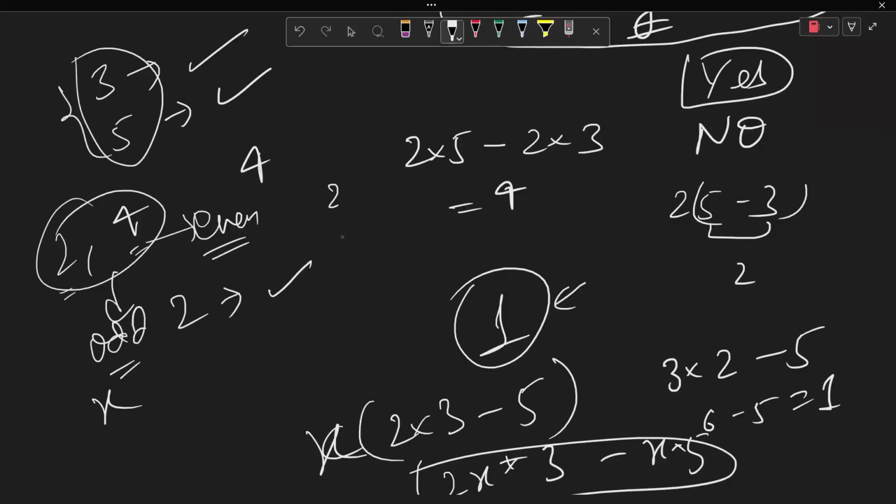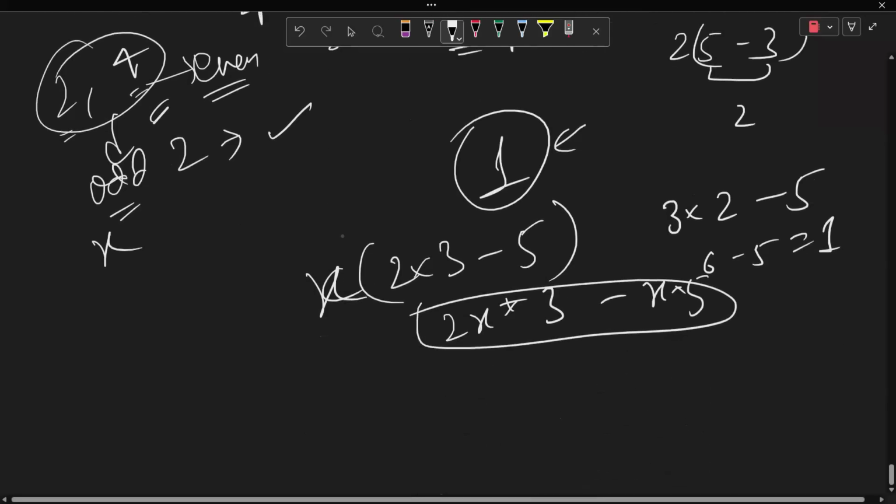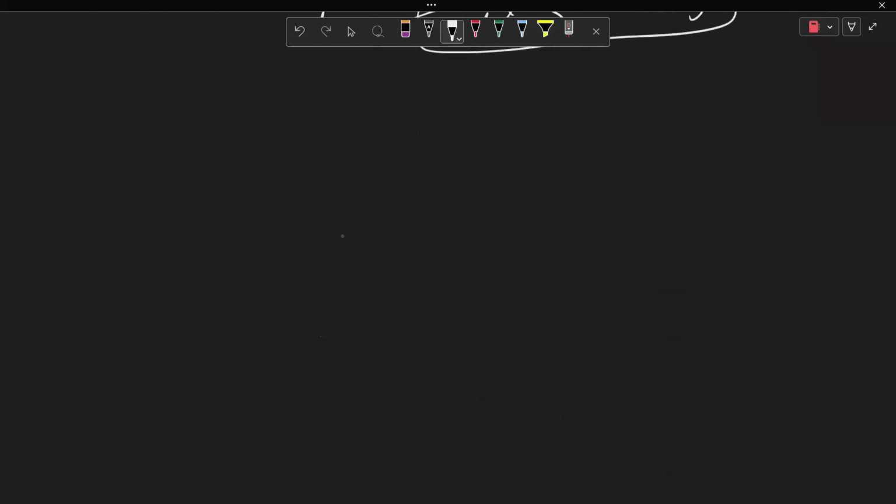So you can only get multiples of 2. If the difference is odd in this case, you would give no. Now, how can we generalize it further? Let's say you had some 9 and some 15. Okay. Now, what all numbers can you make from them?